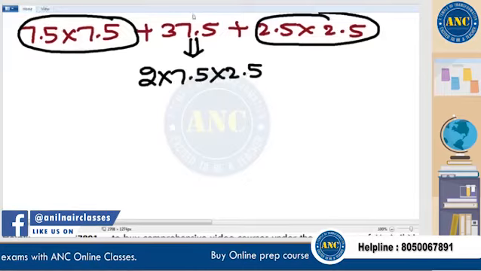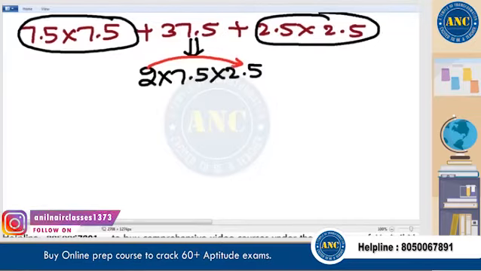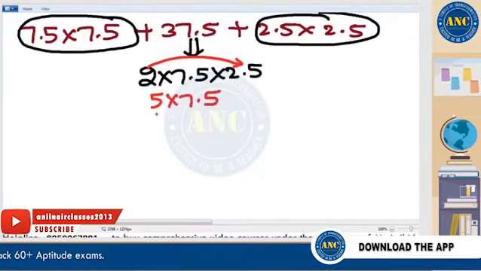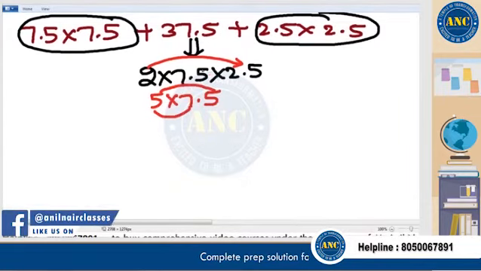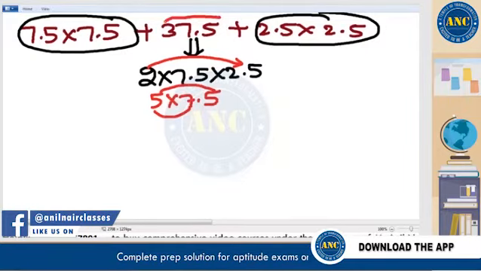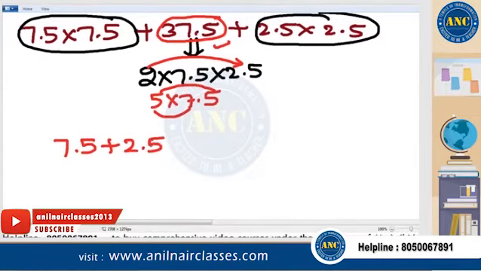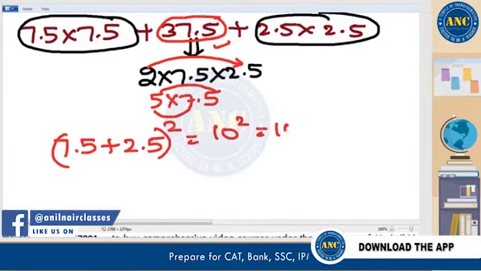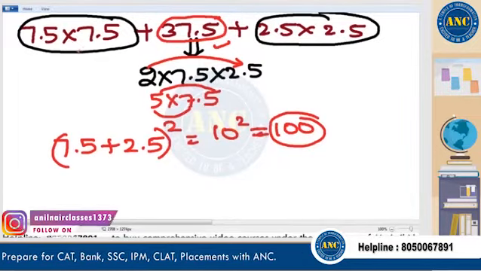Can I say that 2 into 2.5 is 5? What is 5 into 7.5? 5 into 7 is 35. 5 into 0.5 is 2.5. 35 plus 2.5 is 37.5, which is exactly what is there in the middle term. That means a plus b whole square, 7.5 plus 2.5 whole square, which is nothing but 10 square, which is 100. The answer for this question is 100.